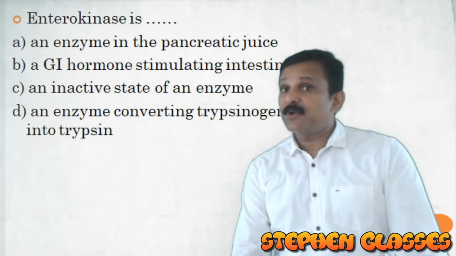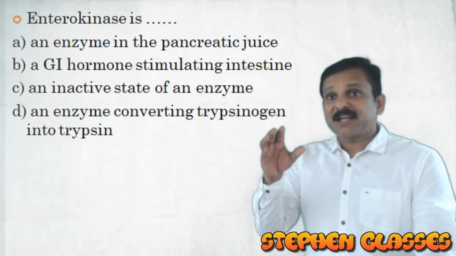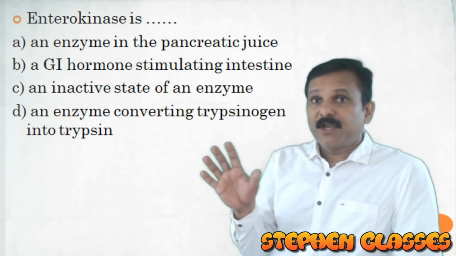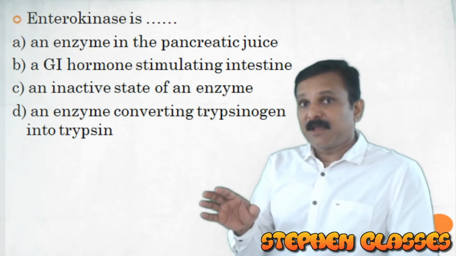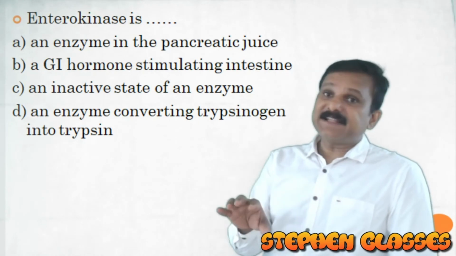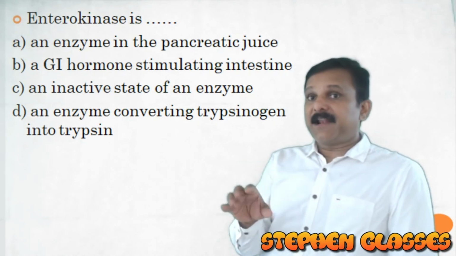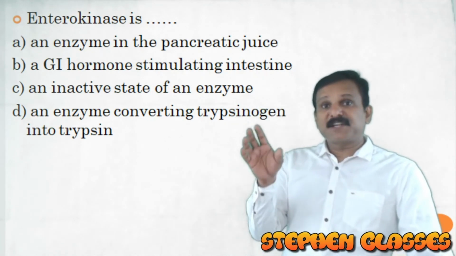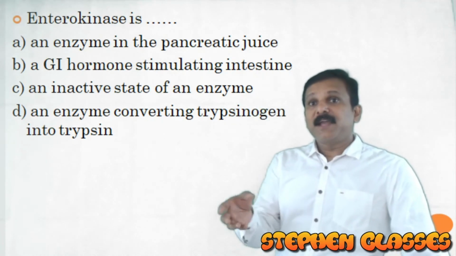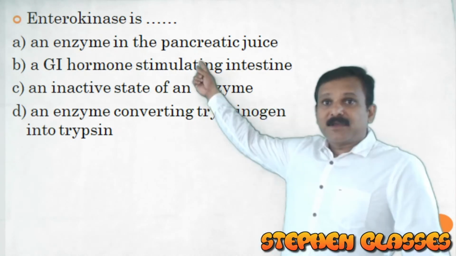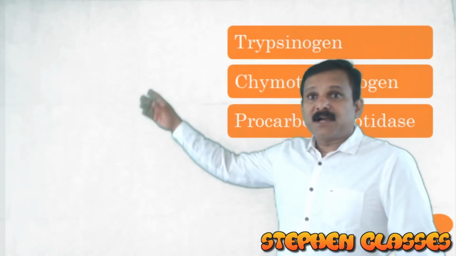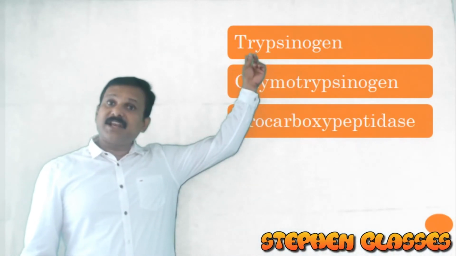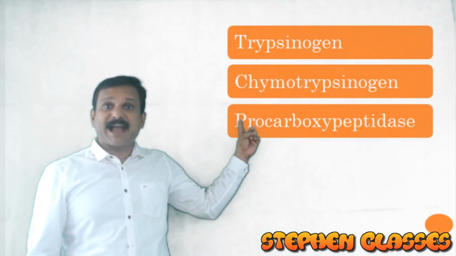Enterokinase is a special kind of enzyme which does not directly break any food molecule. It does not break a food molecule directly, but it will activate an enzyme. Enterokinase is involved in the activation of trypsinogen to trypsin. The inactive enzyme called trypsinogen will be converted into its active form called trypsin. We move to our next slide. Here we have the set of three enzymes shown here, very important. They will usually ask about the three proenzymes produced by the pancreas.